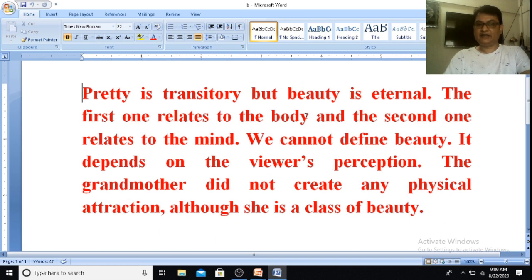Pretty is transitory, but beauty is eternal. Here is a contrast between two words. One is pretty, the other is beautiful. To me, pretty is transitory, but beauty is eternal. The first one, pretty, relates to the body, and the second one, beauty, relates to the mind. Our body decays, but our mind always remains the same. We cannot define beauty because it is about the mind. It depends on the viewer's perception. The grandmother did not create any physical attraction, although she was a class of beauty. Clear?